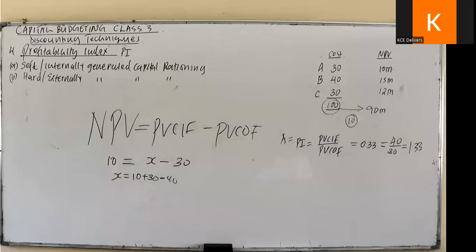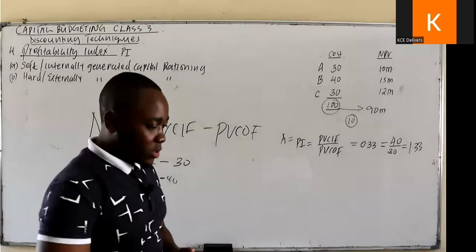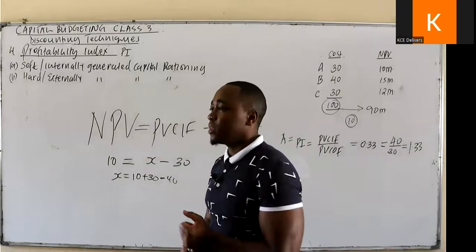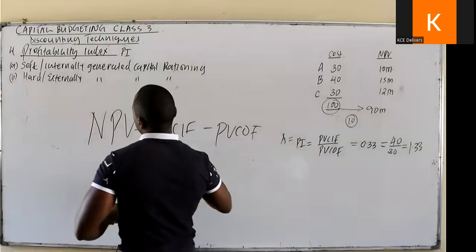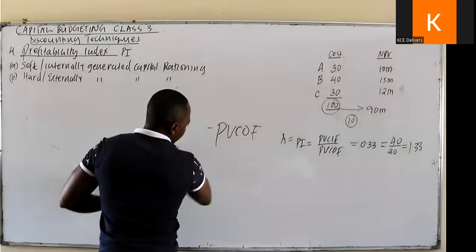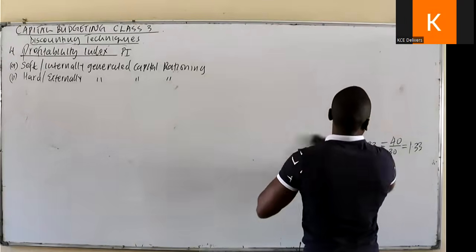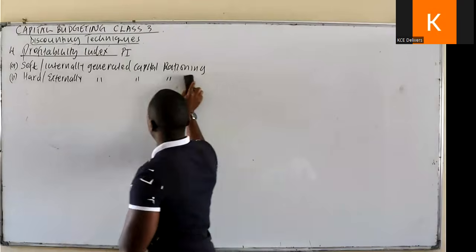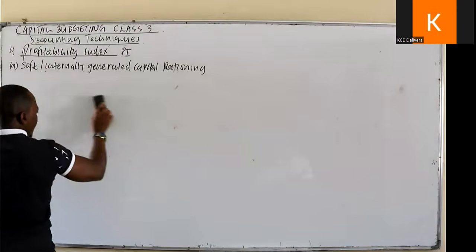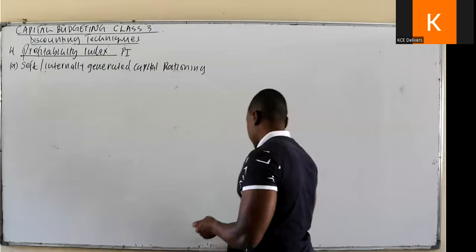So we have said that we have two types of capital rationing. One is soft and the other is hard. Now let's start with A. Soft, or internally generated capital rationing.